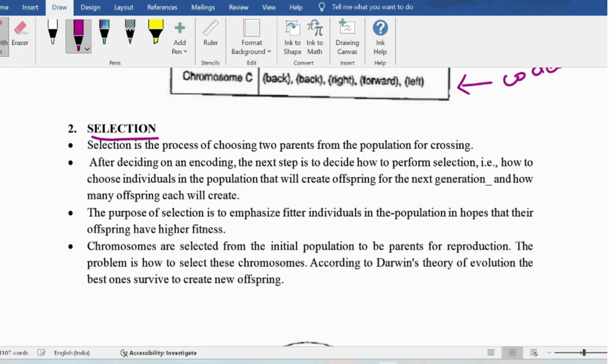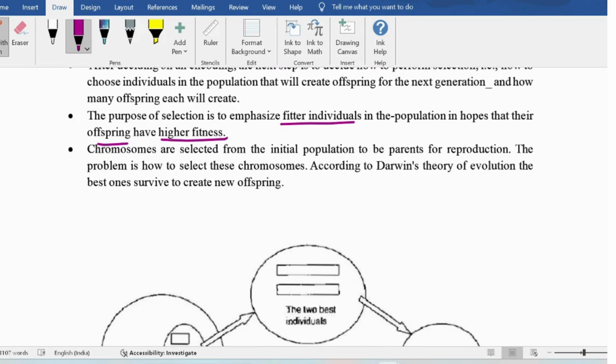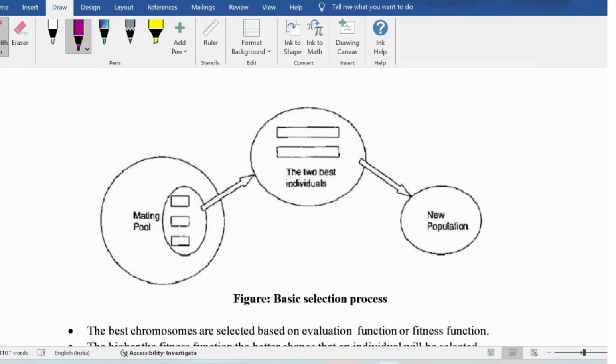Next is the process of selection. Selection means we have to choose two parents from the population, and those two parents will be used for crossing over. So how will we decide which are the two parents to select from a population? For that we will select the best fit individual in the population, because better fit individuals will give us higher fitness, or the offspring will also be better, because we always go for survival of the fittest according to Darwin's theory. So this is how we choose or select two parents out of all the population.